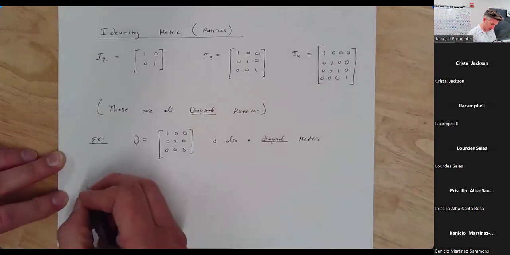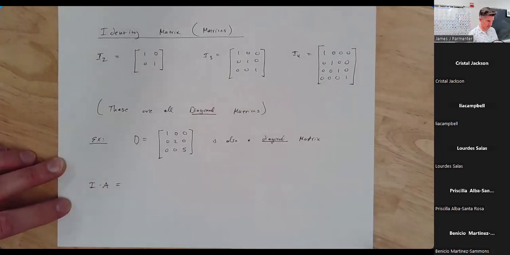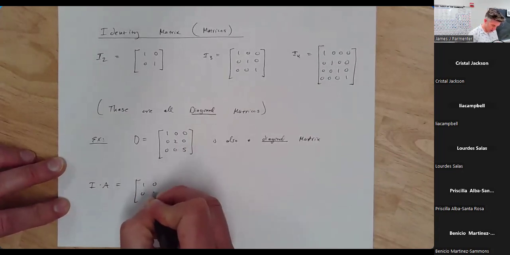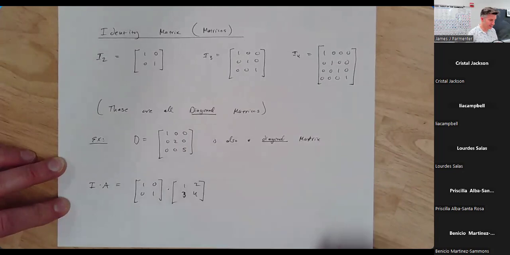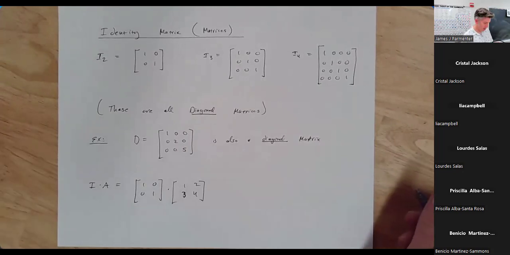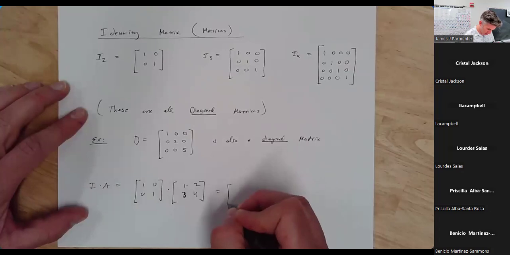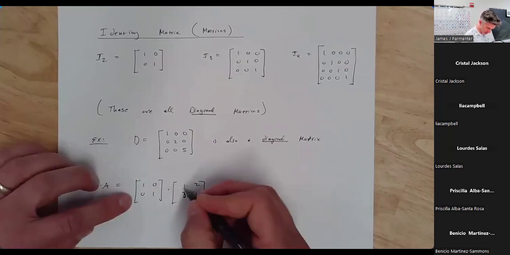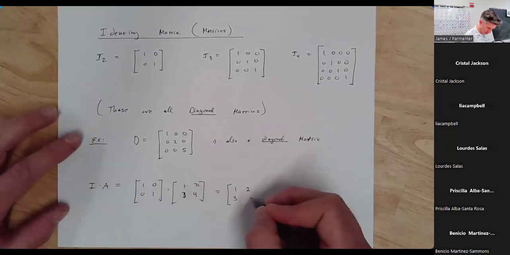If you take, for example, I times the matrix A, I'm just going to make up an A right now. So take the identity 1, 0, 0, 1 times the matrix 1, 2, 3, 4. You exactly get back the matrix you started with. 1 times 1 plus 0 times 3 is 1. 1 times 2 plus 0 times 4 is 2. 0 times 1 plus 1 times 3, 3. 0 times 2 plus 1 times 4, 4.